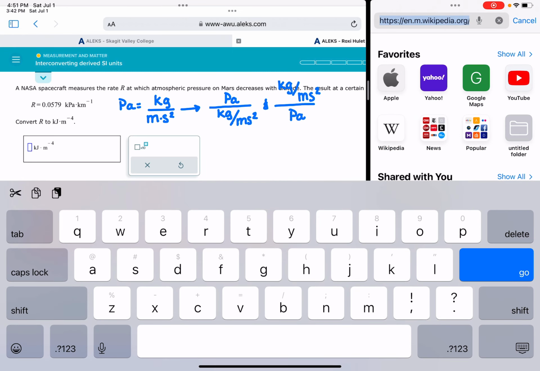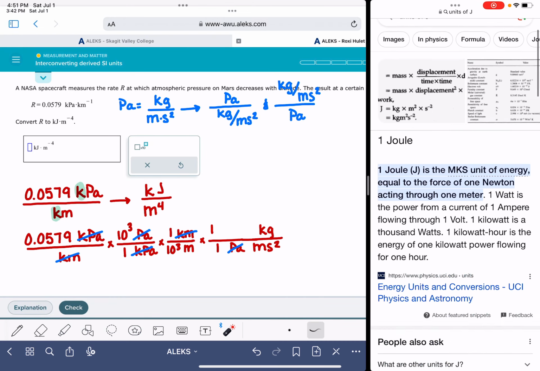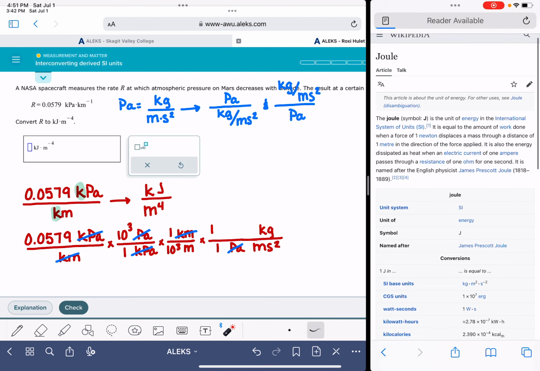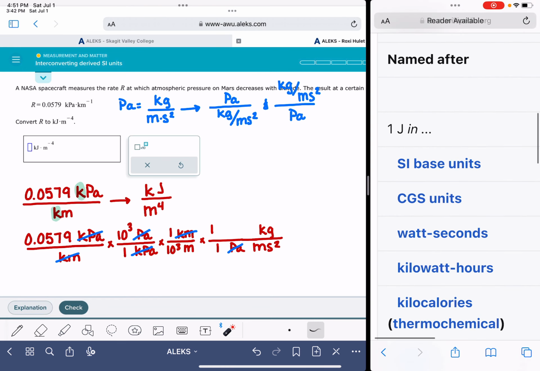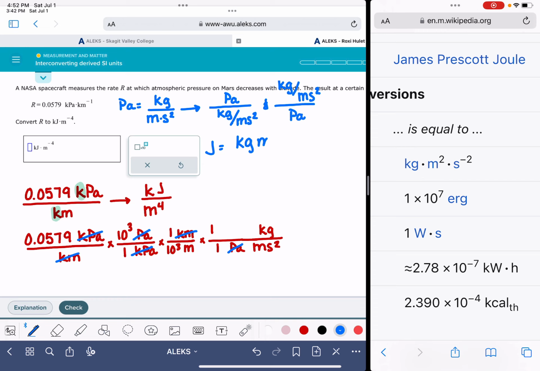I don't know what just happened there. Units of joules. And again, go back to the Wikipedia page because it's nice and clean and easy to look at. And it's going to tell us what the base units are. For the joule, here we go. We're going to do the same thing as we did up here. A joule, according to Wikipedia, is kilogram meter squared over second squared.